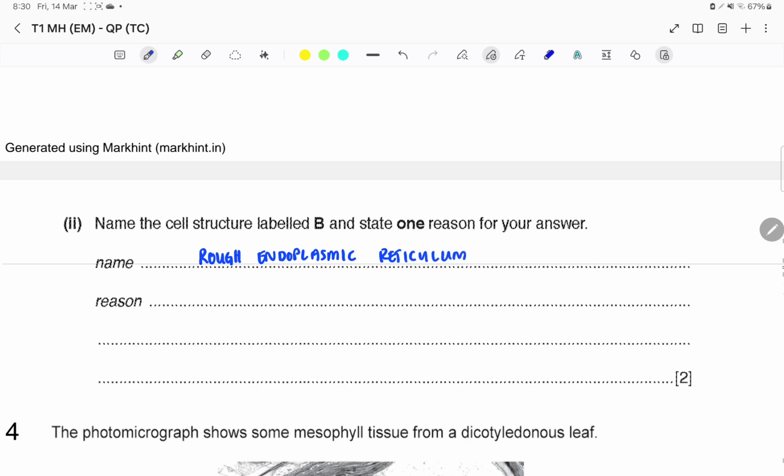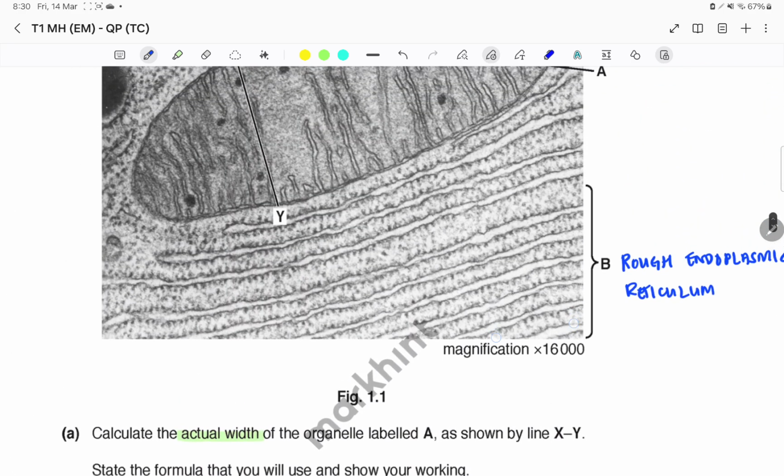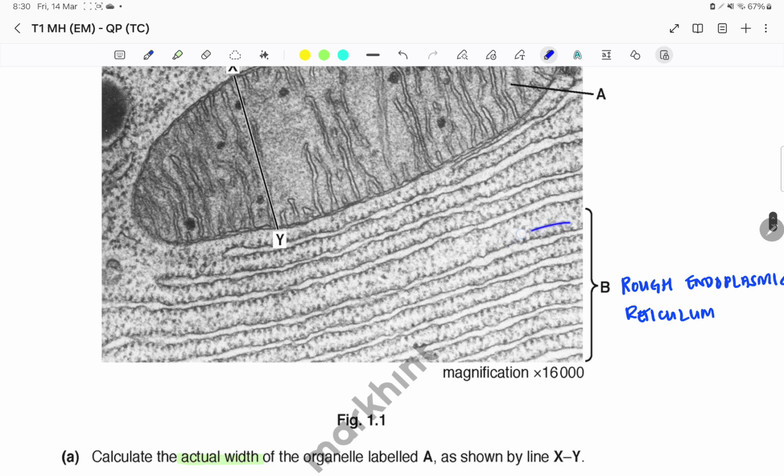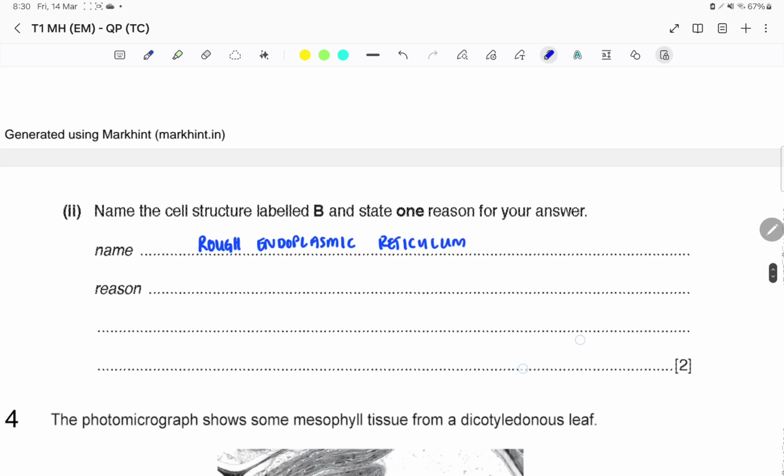Now, how do we know? Because of the features. They say to give the reason for your answer. It's basically, what are the features that allow us to identify that that is indeed the rough endoplasmic reticulum? Simply because if you look here, you can see that there are a lot of ribosomes attached on the membranes of the endoplasmic reticulum. All of these small structures, small dots that you can see, those are ribosomes. So simply you can write down the answer here.